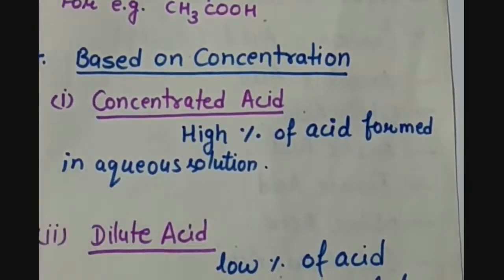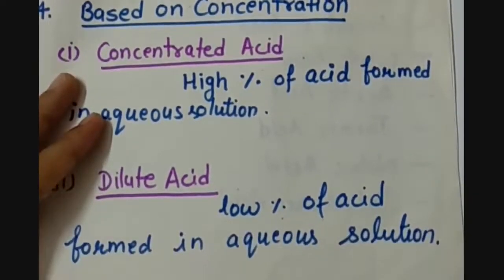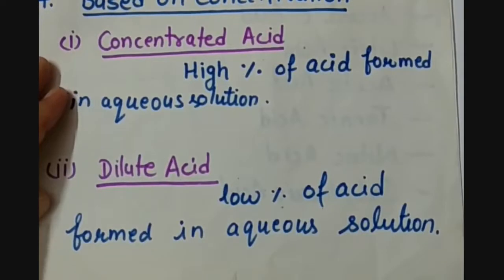Concentration: the high percentage of acid in aqueous solution. When the amount of acid is more as compared to the water part of the mixture, then it is called a concentrated acid. If there is a low percentage of acid in the aqueous solution, then it will be called a dilute acid.